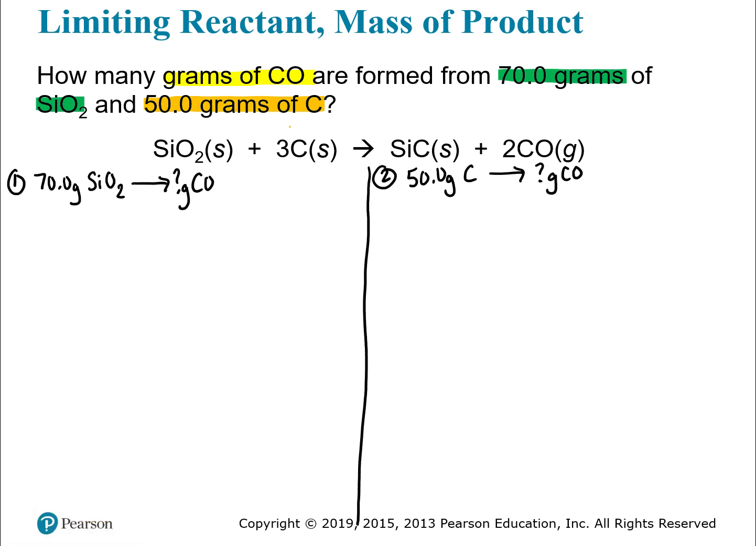So carbon, you just look at the periodic table. It's 12.01 grams is 1 mole of carbon. For the silicon dioxide, that is 60.088.